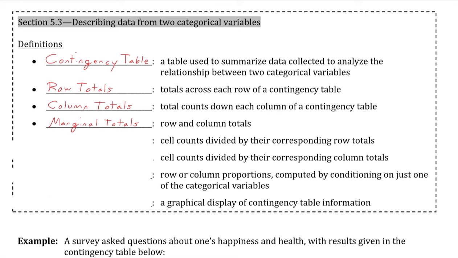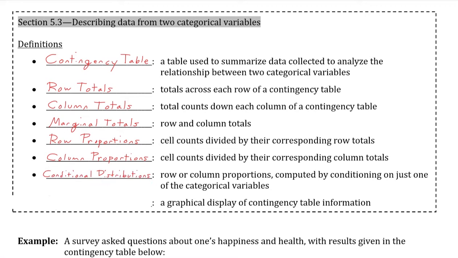However, when making a contingency table, it may be more beneficial to represent each cell with their proportions relative to the row or column totals rather than just the counts, in which case we calculate and display what are called row proportions and column proportions. We can also do the same with the row and column totals, which would be called the conditional distribution.